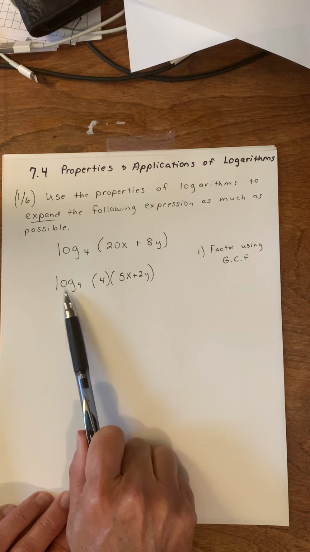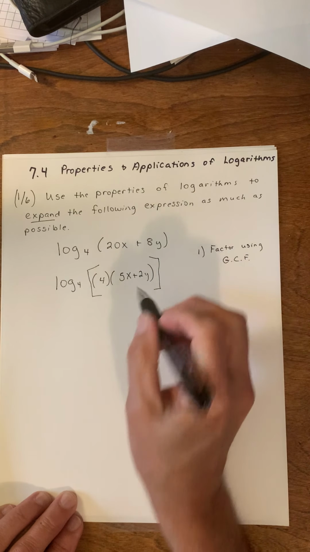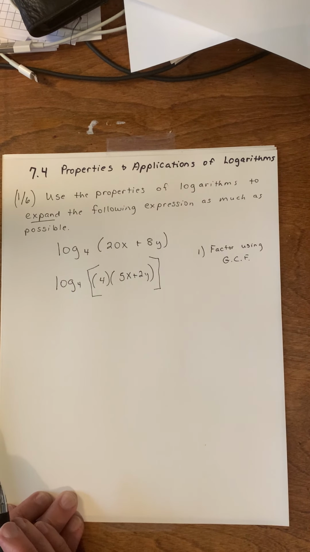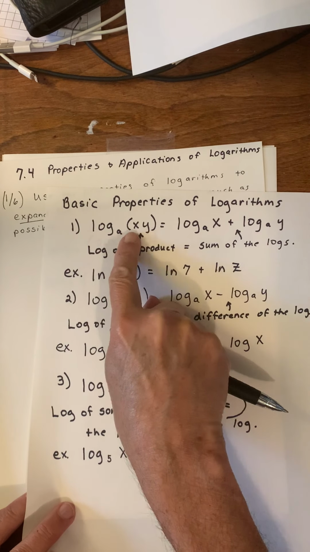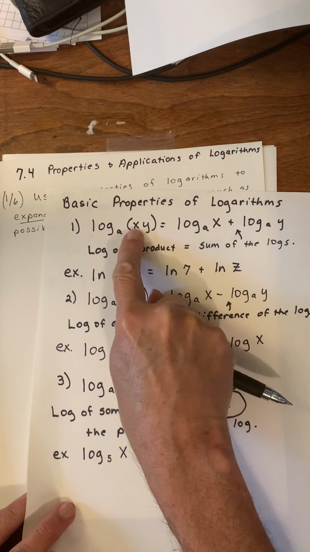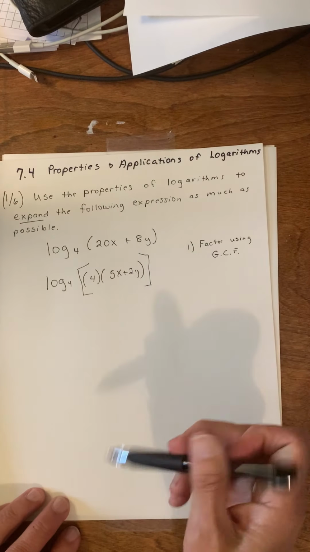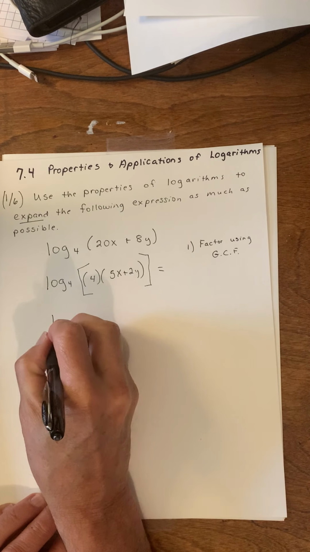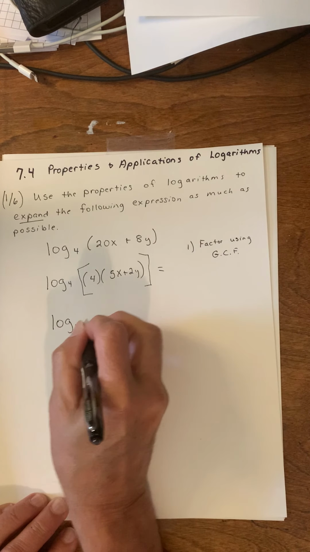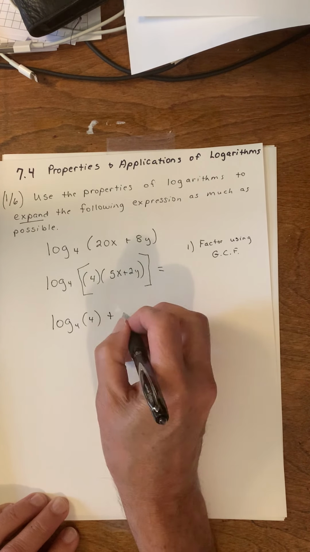We've got the log of something times something. I have the log of something times something. Hey, that's this guy right here. Log of something times something. It's the log of the first thing plus the log of the second thing. So I'm simply going to change this to the log of the first thing plus the log of the second thing.